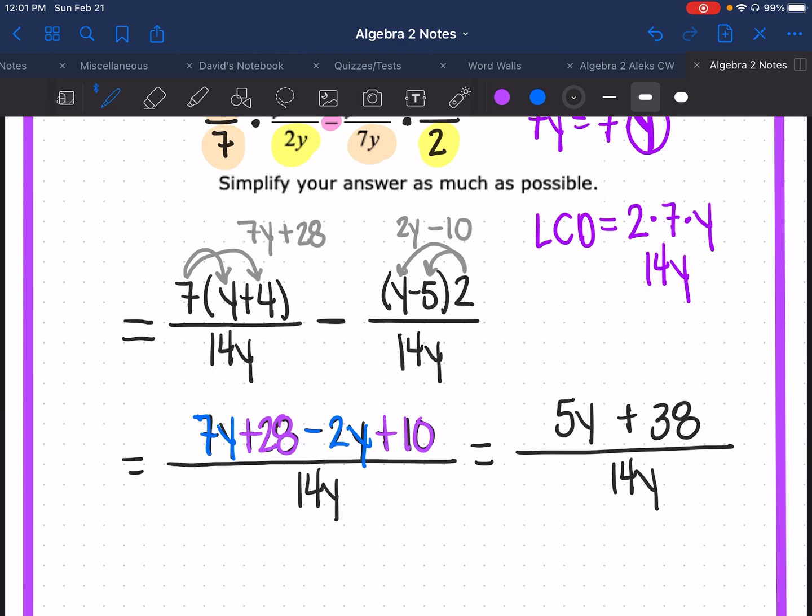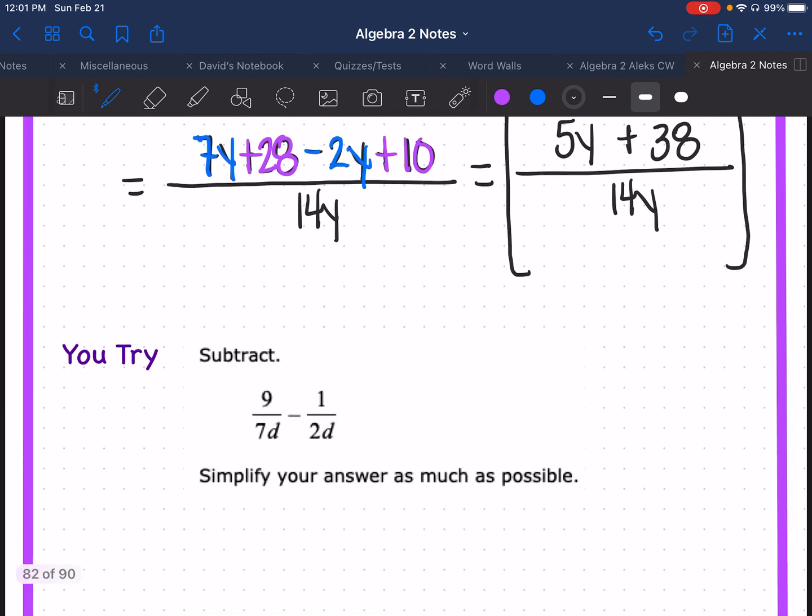And then just like I did in the last one, I want to see, is there a number that divides into both 5 and 38? Like, could we divide 14 in there? Could we divide it by 2? Could we divide it by 7? No, 5 divided by 2 is a fraction. 5 divided by 7 is a fraction. And so I'm not even going to check the 38. This is my final answer.